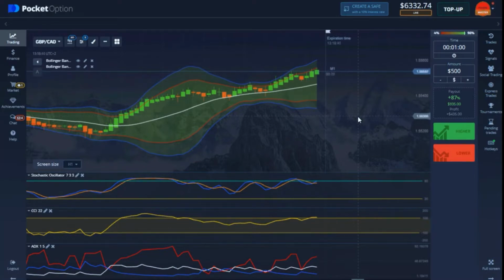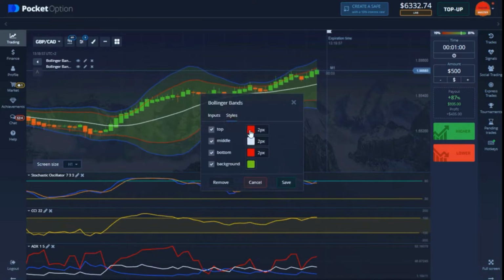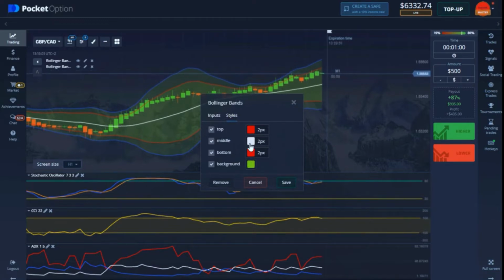We have a couple of indicators here, so before I go ahead to explain how they all work, let me show you the settings. The first indicator we're using is called Bollinger Band. We have the period here as 20, and the deviation is 2 on the input. On the style, I actually changed all the colors. The top color here is red, the middle is white, and the bottom is red as well. I also set all the lines to 2 pixels. When you're done, you hit save.